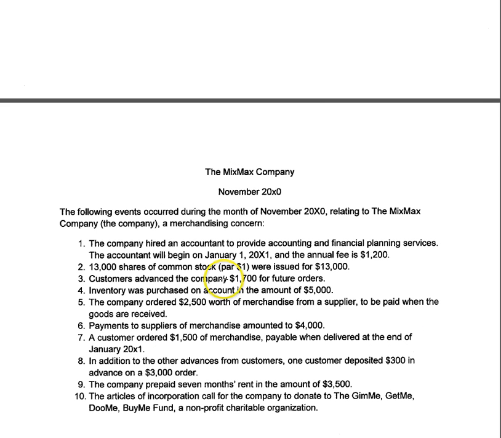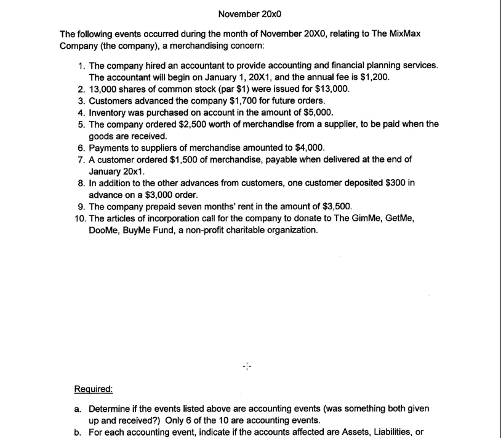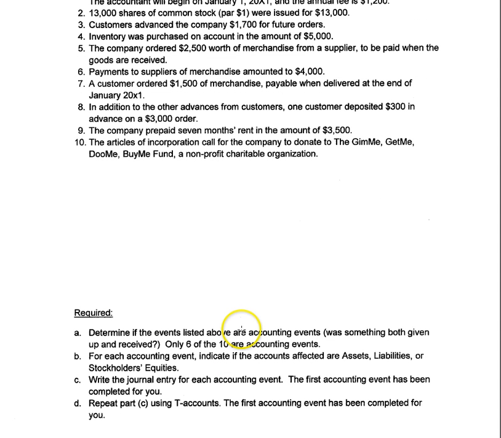So the first assignment is November, and we have 10 possible transactions that they give you. By the way, in the first part, you have to determine which of these are accounting events. And it even gives you a clue. Only 6 of them are actually accounting events. So recall, for something to be an accounting event or a transaction, the company has to both receive something and give something up. So if we sell something on account, we're receiving an account receivable and we're giving up goods. So there has to be a give and take.